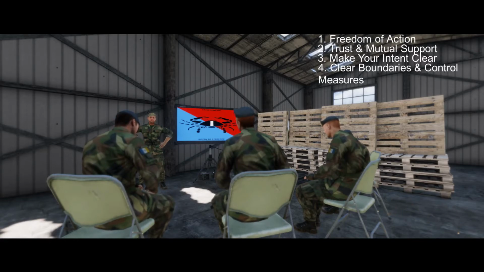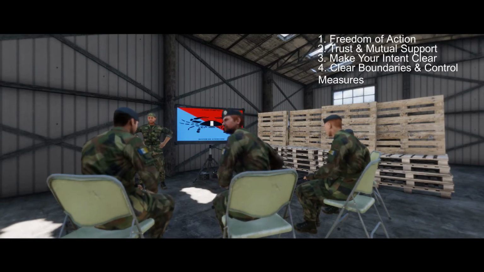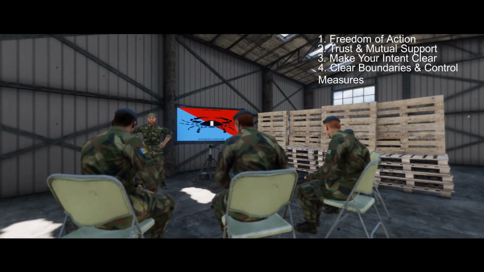And setting clear control measures. A really good way of doing this is by phase lines. So clear up to this phase line, or if you're in, say, a delaying action, fall back to this phase line, so that you've still got control over your platoon, but you're not micromanaging the squads.